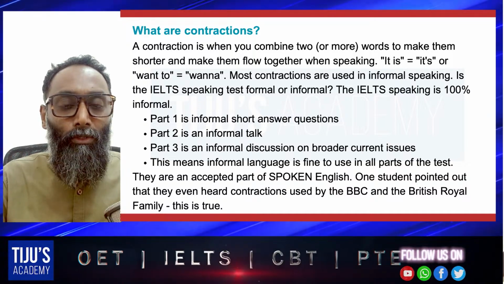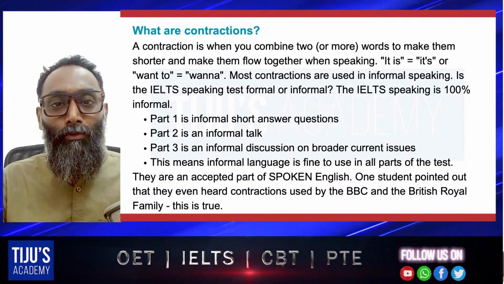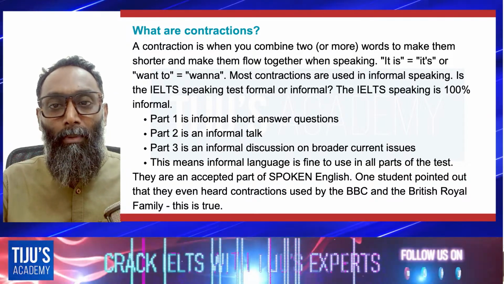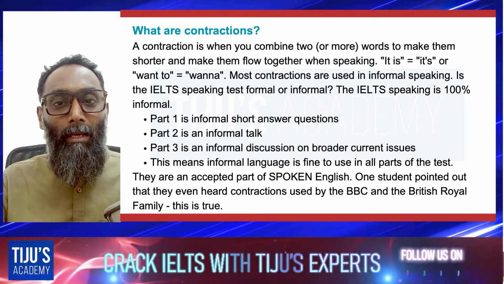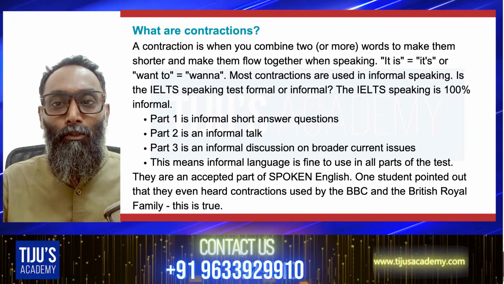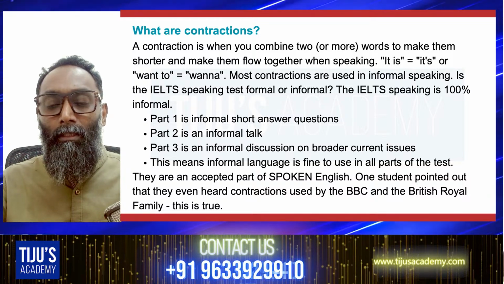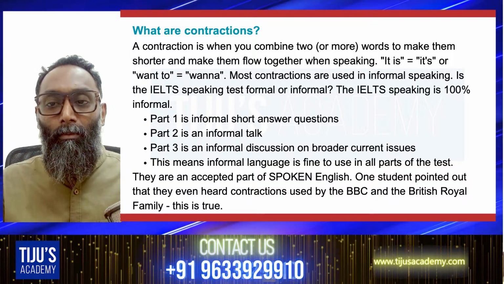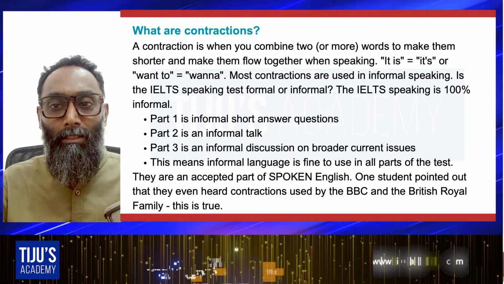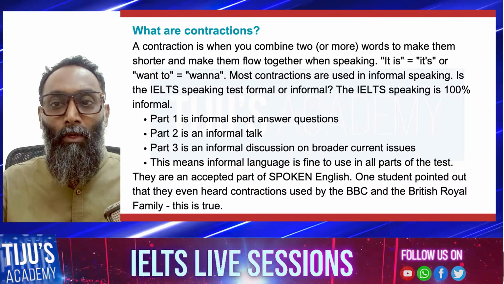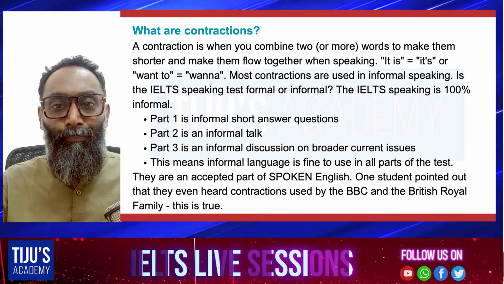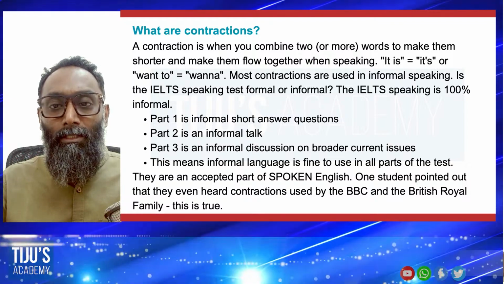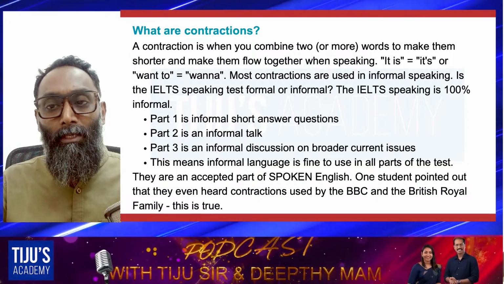So what are contractions? A contraction is when you combine two or more words to make them shorter and make them flow together when speaking. For example, it is. So നമ്മൾ it's alle pronounce in it is or it's, or want to can be pronounced as wanna. Most contractions are used in informal speaking.